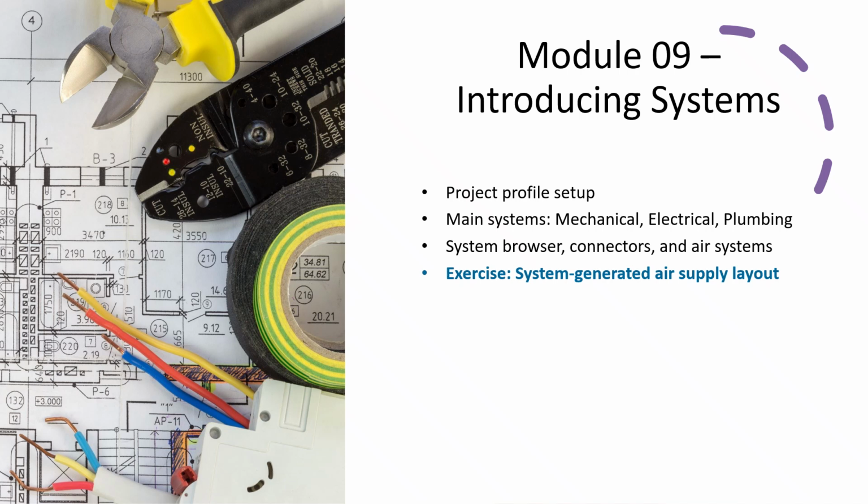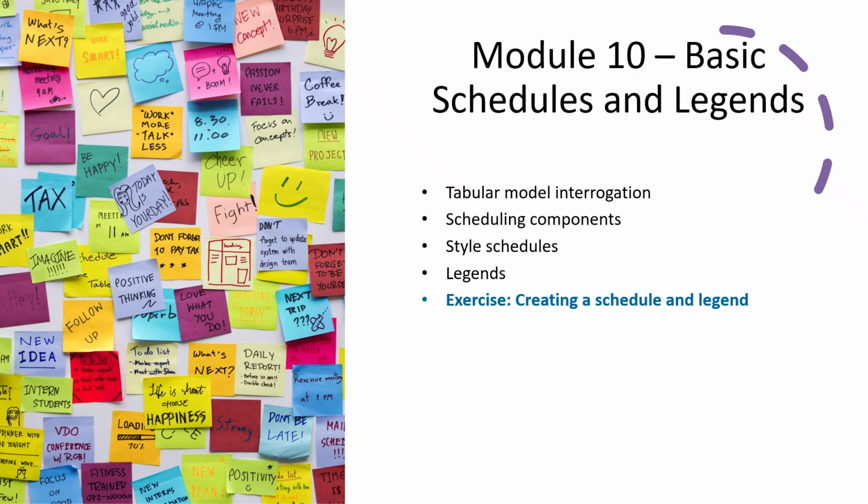The exercise for this module focuses on creating a system-generated air supply layout. This will give you hands-on experience in defining flow paths, connecting equipment, and verifying system behavior. This module is all about connectivity, understanding how Revit treats systems not just as geometry, but as intelligent networks that drive performance and coordination.